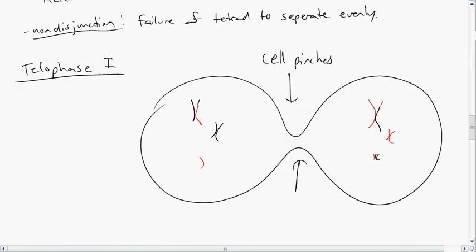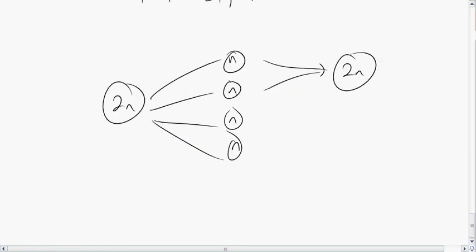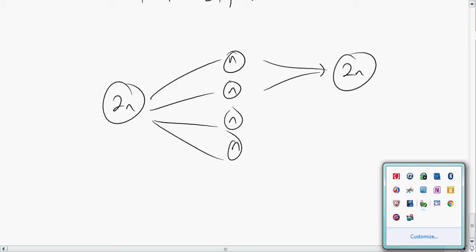So I think that about wraps it up for meiosis in detail. Good luck. See if I can stop this recording for you.